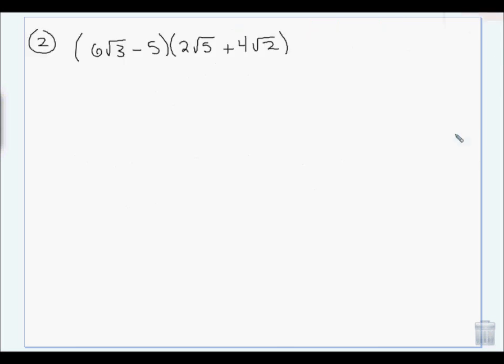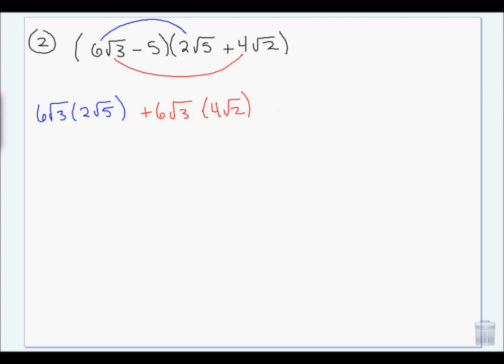Okay, so I'm going to do first. I'll use color on this one. And then outside. And then inside. And then last. Okay.